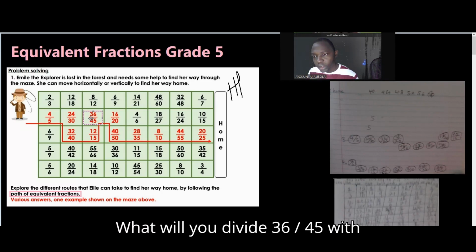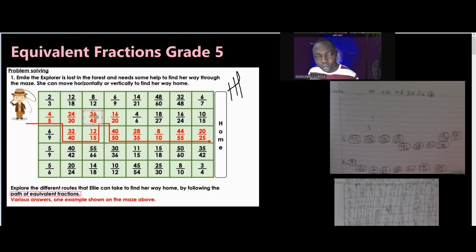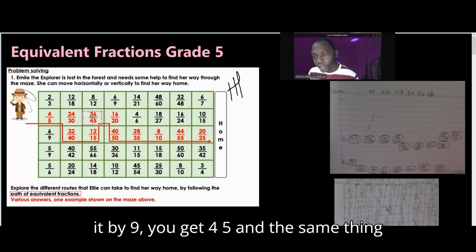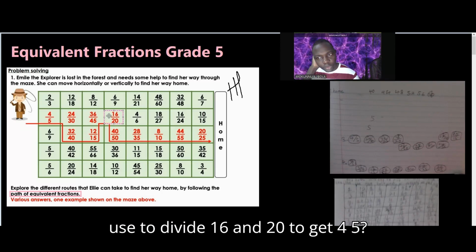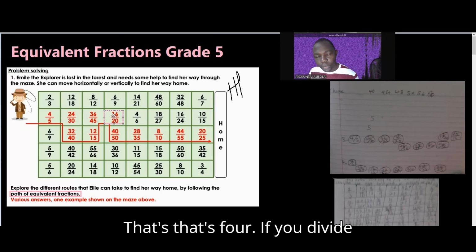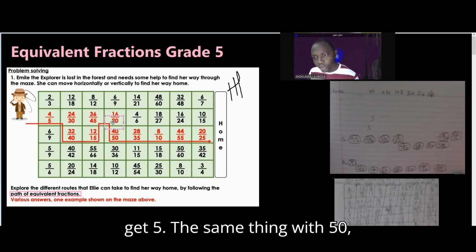What will you divide 36 over 45 with to get 4 over 5? You're going to divide by 9. So if you divide it by 9, you get 4 over 5. And the same thing with 16 over 20. What will you use to divide 16 and 20 to get 4 over 5? That's 4. If you divide 16 by 4, you get 4. Divide 20 by 4, you get 5.